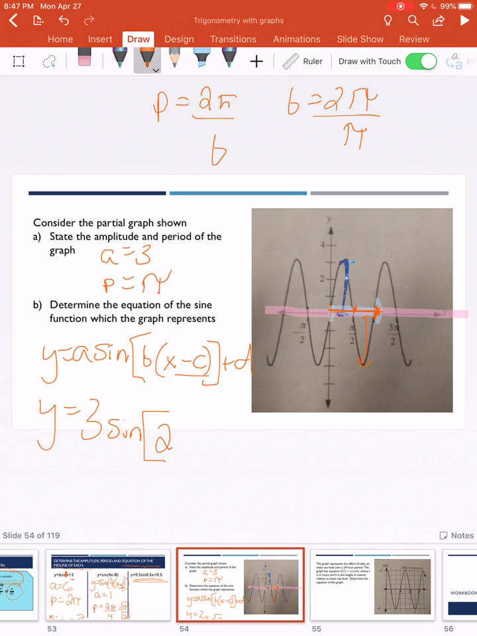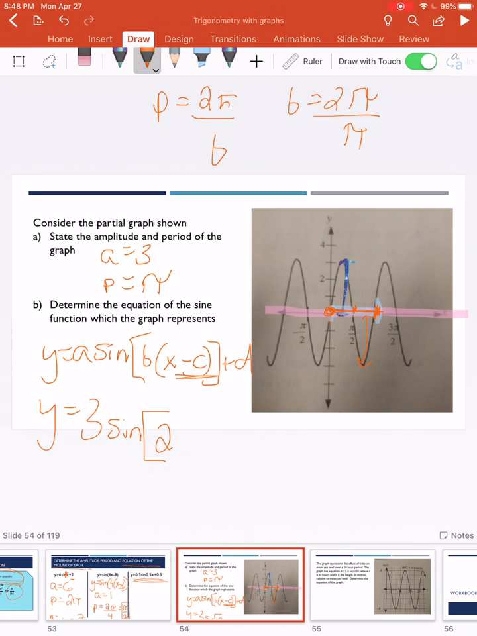There is no c value. Again, we'll talk about this a little later. The reason being is the graph was not shifted left or right. We know this because it starts at the midline, right? And if you were to compare it to that original sine graph, we know that it should start at the midline, right? If it didn't start on the midline, it would move left or right. But don't worry, that's probably the hardest part of the concept. We will talk about that tomorrow.